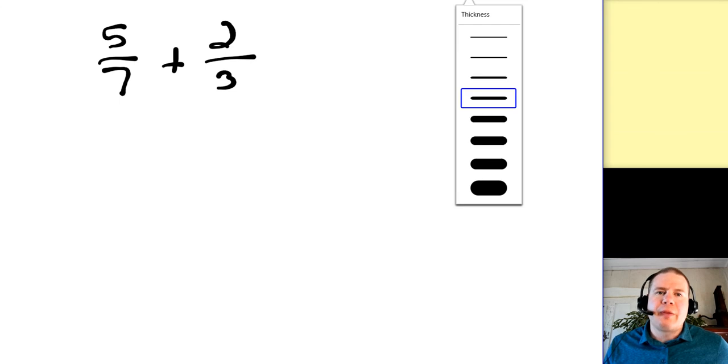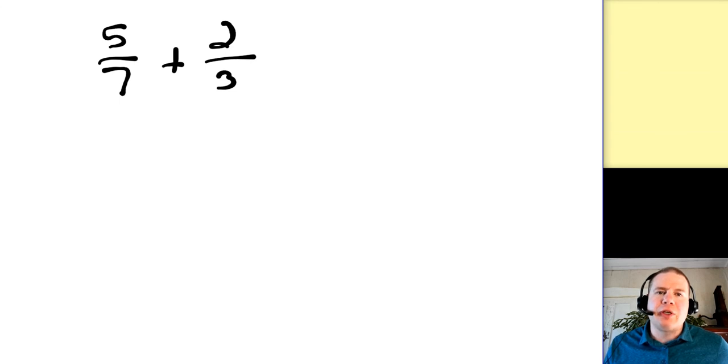Well, 7 and 3 are not the same number. Sevenths and thirds are not the same units. If I go by sevenths, 1, 2, 3, 4, 5, 1, 2, 3, 4, 5, 6, 7. Okay, so there's sevenths. 1, 2, 3, 4, 5 of them gets me here. So from 5/7, I want to count by thirds.